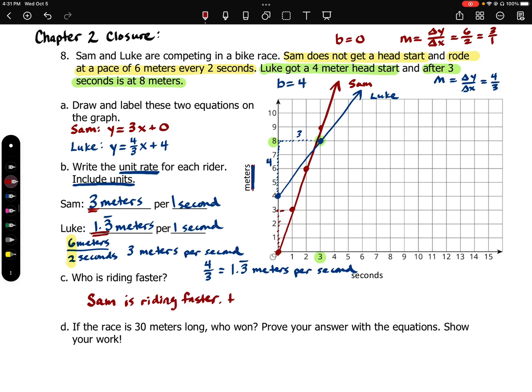If we wanted to justify it, we could say his rate of change is higher, or his speed is higher. Okay, and that's because the slope is greater, right? So we could say his slope is greater, which means he's traveling faster.